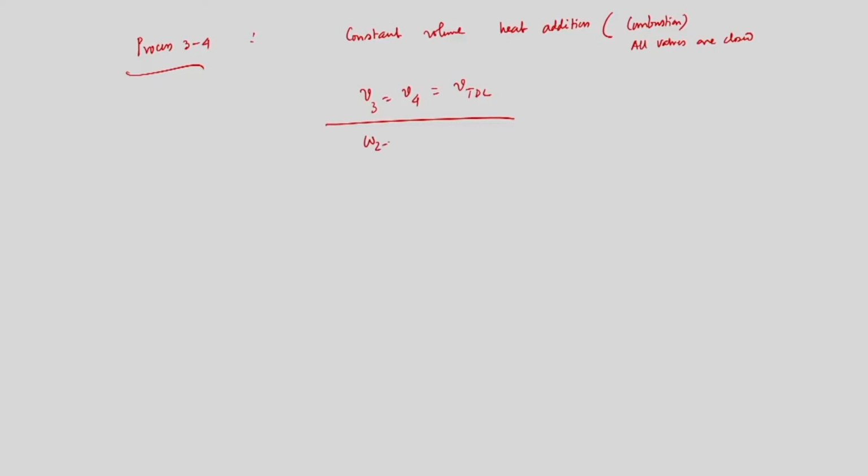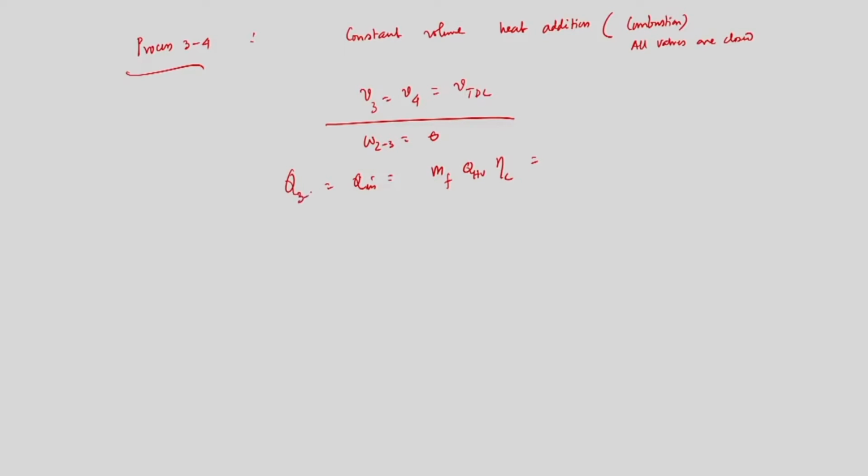Work done W3-4 is zero for constant volume, but we need to calculate the heat addition. So Q3-4 is equal to Q in, that is because of the combustion process. That will be equal to m dot F into the calorific heating value QHV into eta C. It is very important. So, this is Q3 to 4.